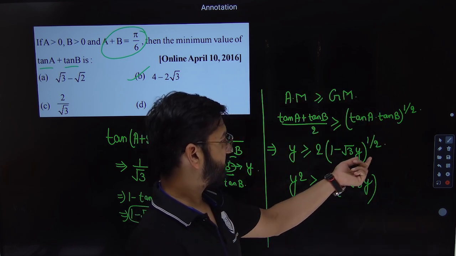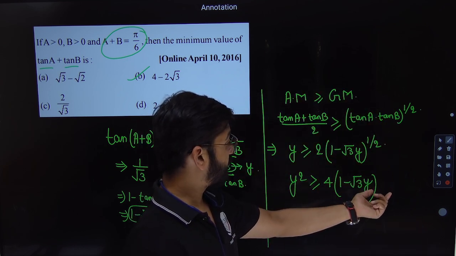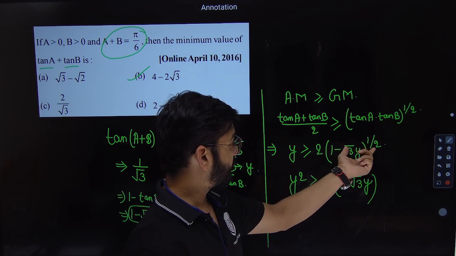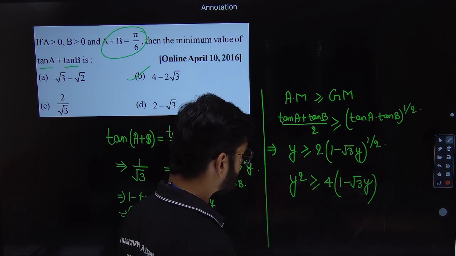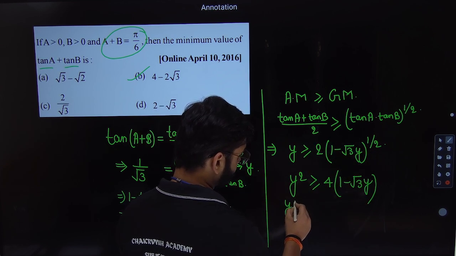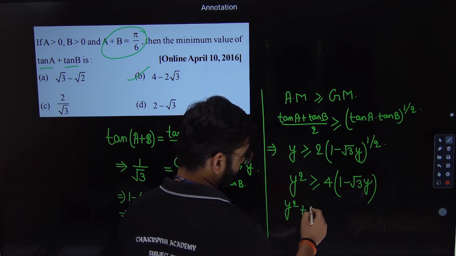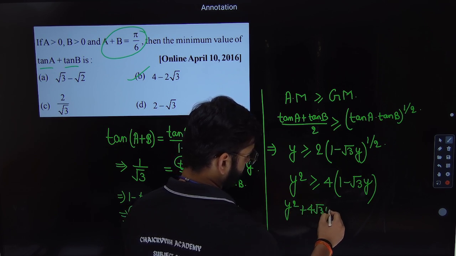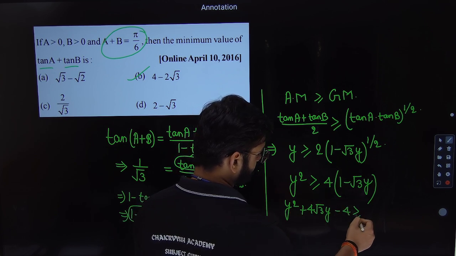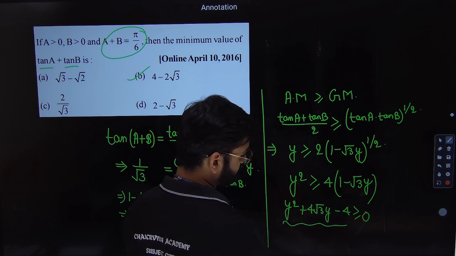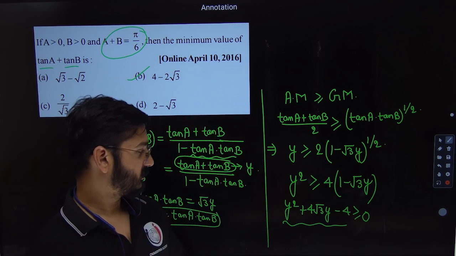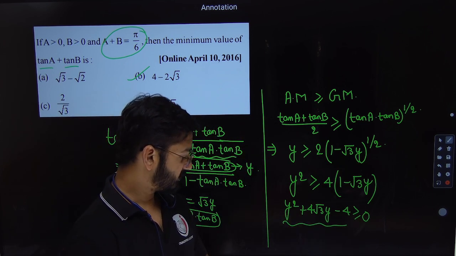Square both the sides. Don't forget that there is power 1 by 2. I forgot that while writing here. So 1 by 2 and 2 will get cancelled. Shift all the terms. So y square plus 4 root 3y minus 4. So this is the quadratic equation. So you can solve it by using quadratic formula.